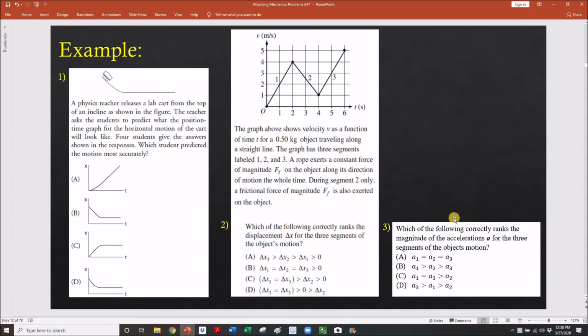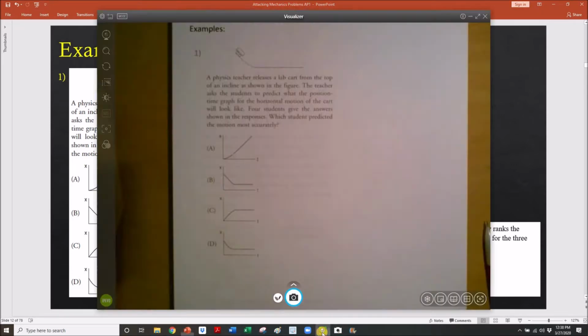Okay, so if you take a look at these three problems, these two, number 2 and 3, go together, so this question goes with this graph. All right, so what I'd like for you to do is to pause your video, work these three problems, and then I'll explain them. Okay, let's get started.